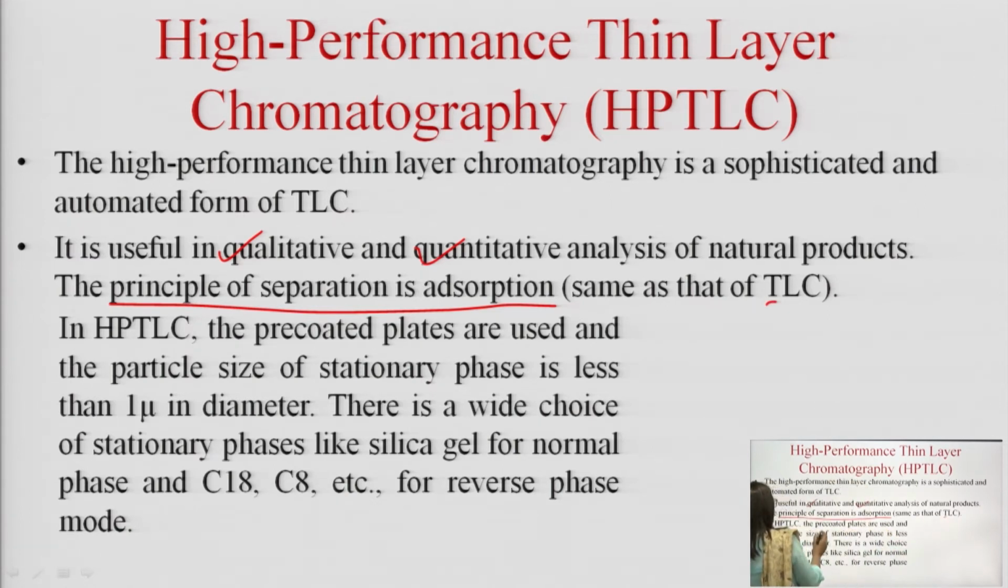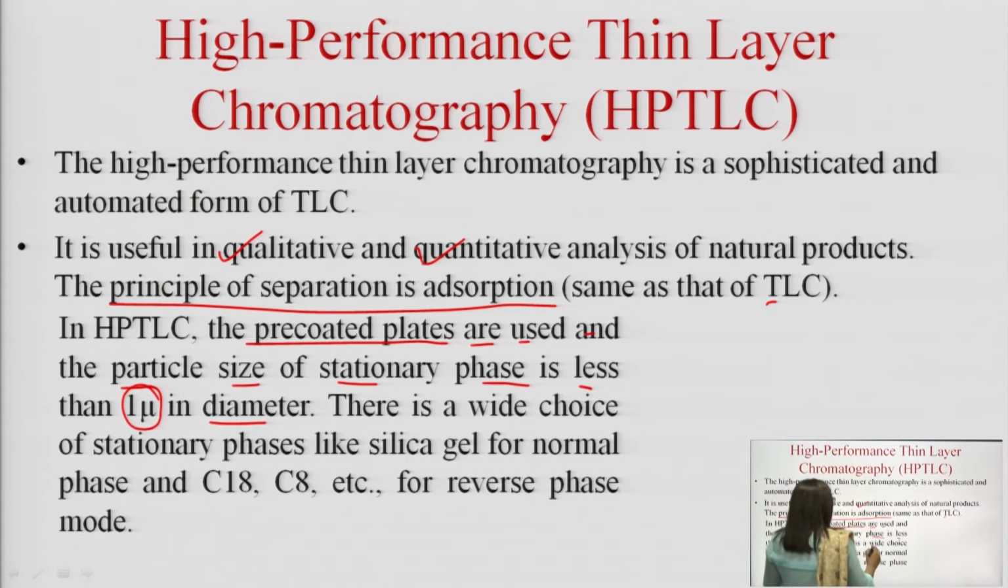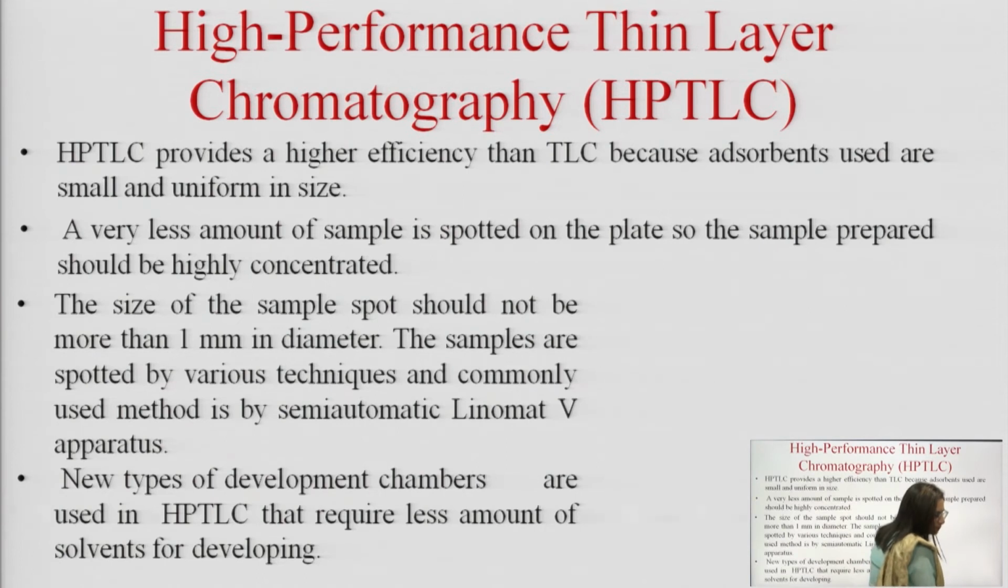In HPTLC, the pre-coated plates are used and the particle size of the stationary phase is less than 1 micrometer in diameter. There is a wide choice of stationary phase like silica gel for normal phase chromatography and C18, C8 columns for the reverse phase chromatography.